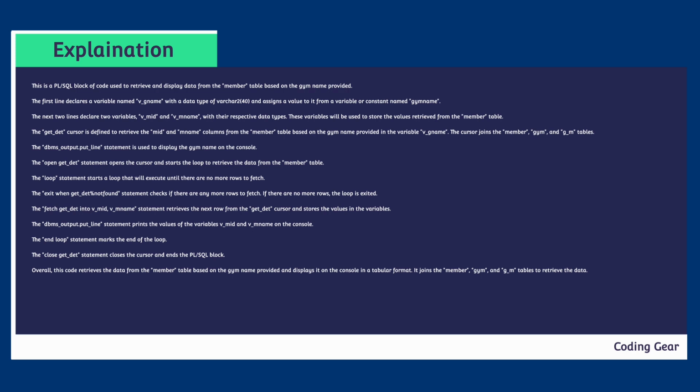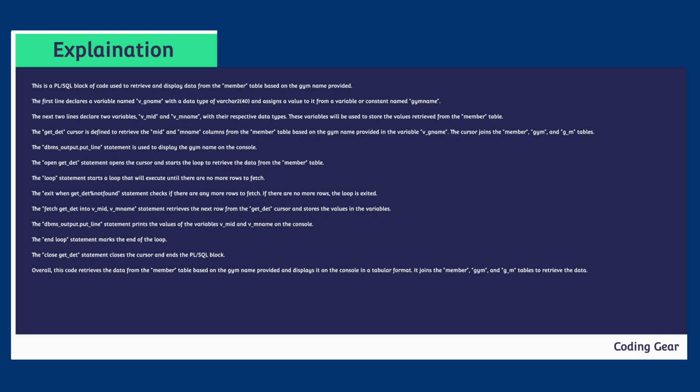The get_det cursor is defined to retrieve the mid and monum columns from the member table based on the gym name provided in the variable v_name. The cursor joins the member, gym, and g_m tables. The dbms_output.put_line statement is used to display the gym name on the console.